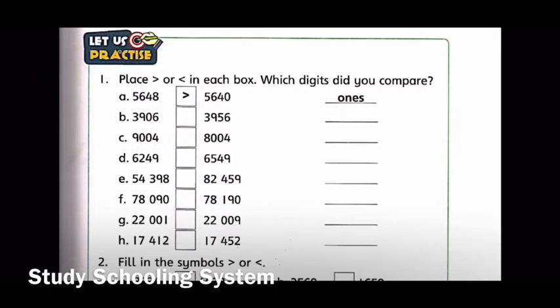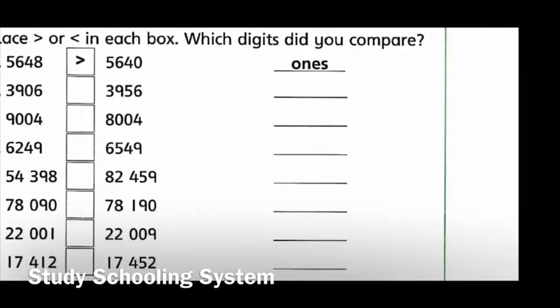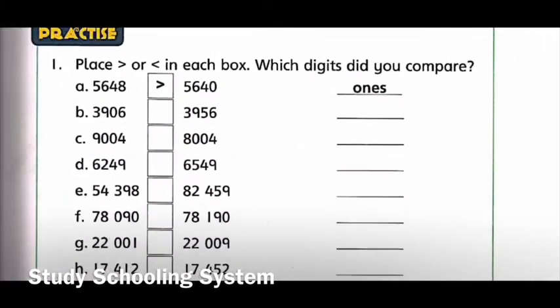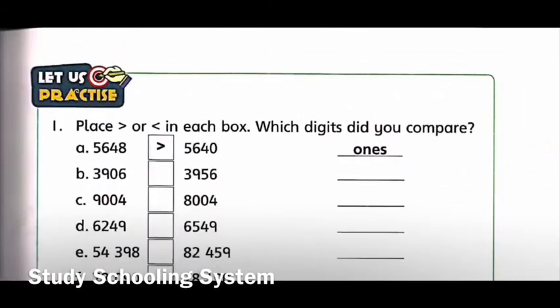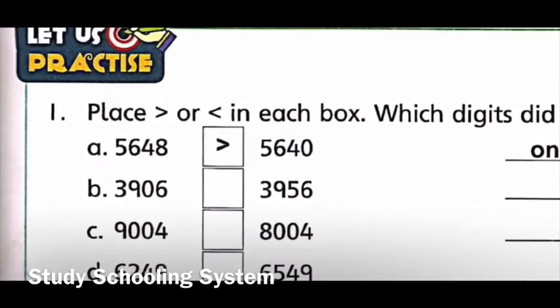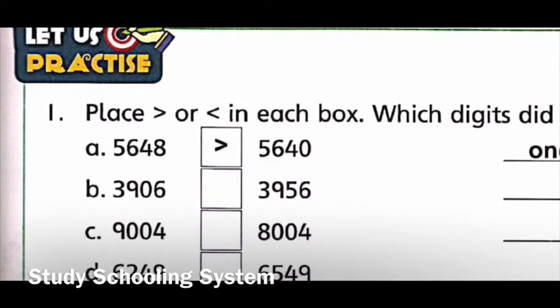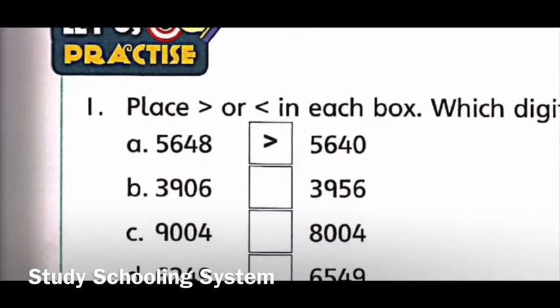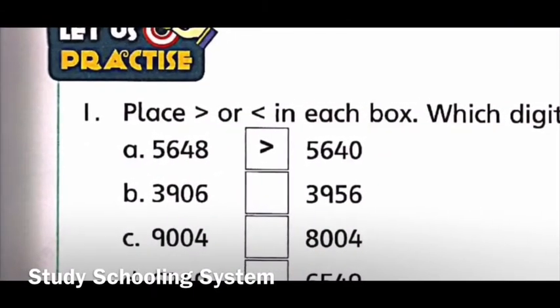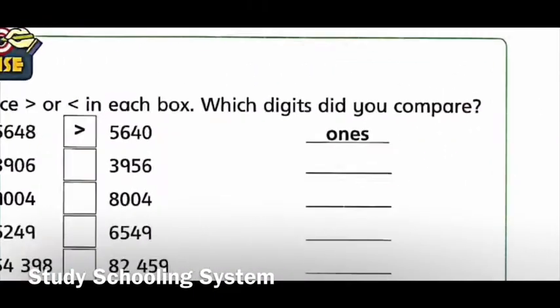So number 1, place greater than or less than in each box. Which digits did you compare? So in these blanks we will write the digits that we compared, the position, the place value, and we will put the greater than or less than sign. So part A is done for us. 5648 is greater than 5640. Why? Because in the ones position 8 is greater than 0, so we wrote ones here.